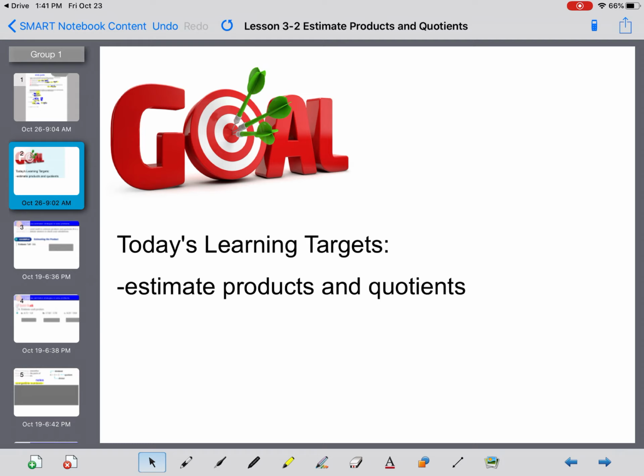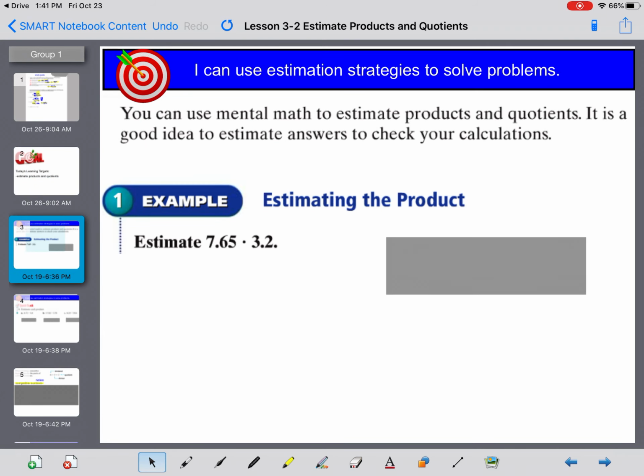Today's learning target is to use estimation to find products and quotients. So we're not actually solving the problems today. We are estimating to get a close answer so we can anticipate if our real answer is correct. You can use mental math to estimate products and quotients. It's a good idea to estimate answers to check your calculations.